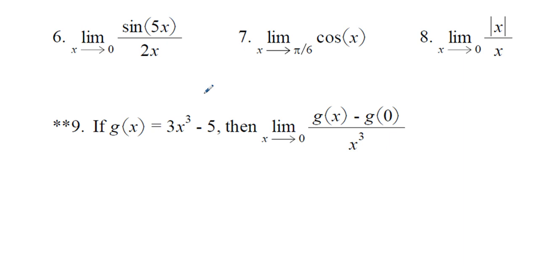Number 6, the limit as x approaches 0 of sine 5x over 2x. If we try substituting, we're going to get sine of 0, which is 0, over 2 times 0, which is going to be 0 over 0.